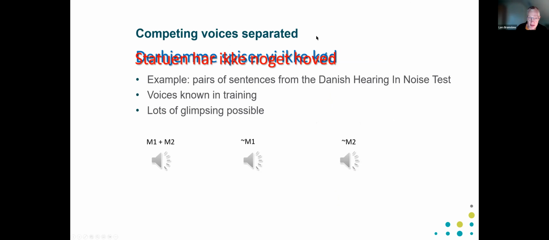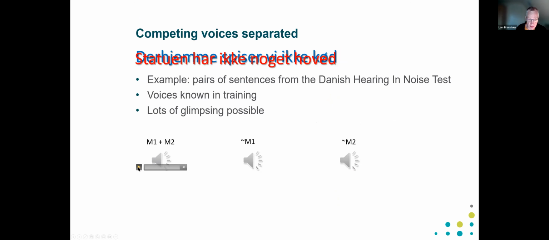Let me show you an example here. We have 2 sentences played on top of each other, from the Danish hearing in noise test. The sentences you hear are not necessarily the same as you see in the text, but it's just to indicate what we do. And these voices were known for the training.